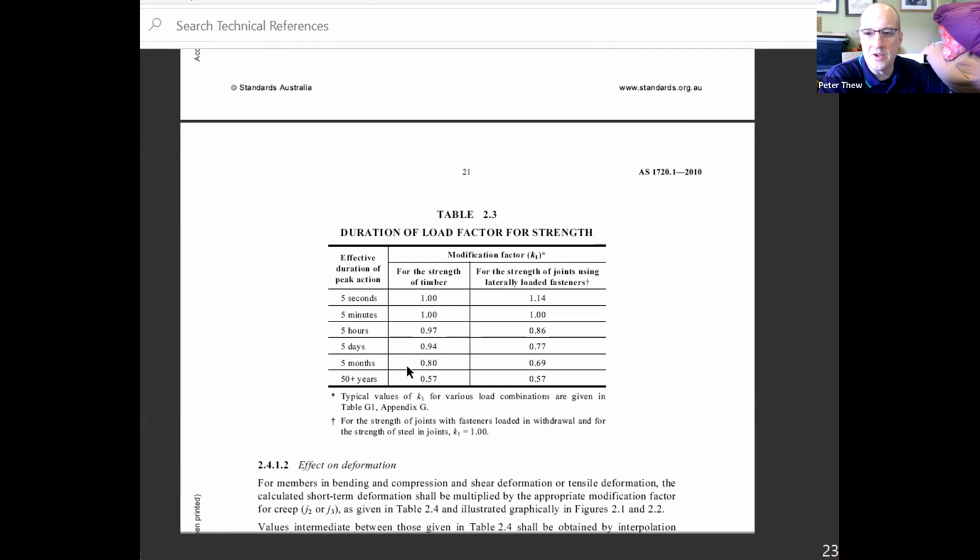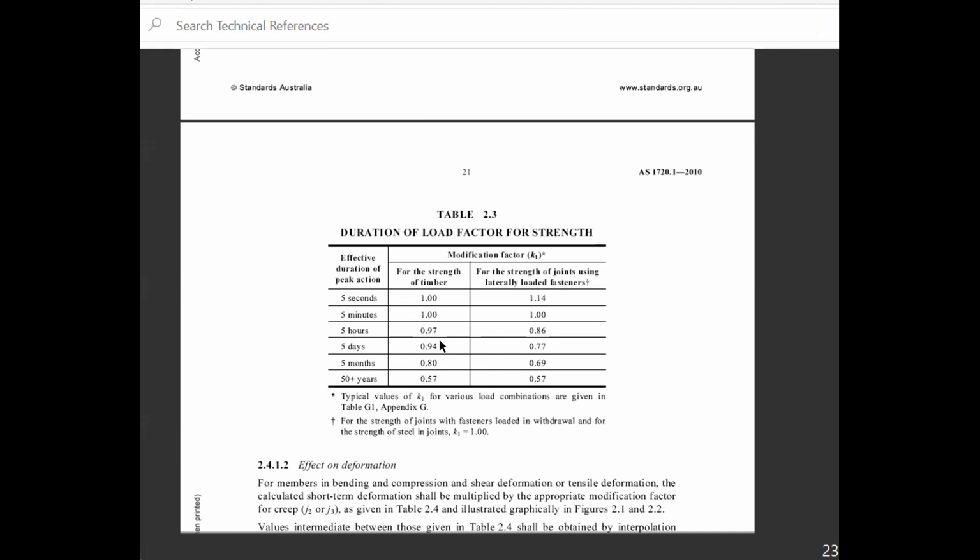So the K1 value for snow, for the strength of the timber, is 0.8. You take the snow load, you divide it by 0.8, so you exaggerate a little bit. That then gives you, basically, the equivalent of what it would be if it was a wind load. So you've got the wind load divided by 1, which is just the wind load, the snow load divided by 0.8, the dead load divided by 0.57. Which of those gives you the worst load? And that's the K1 value you have to use then.